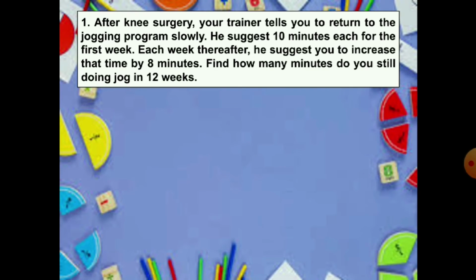He suggests 10 minutes each for the first week. Each week thereafter, he suggests you to increase that time by 8 minutes. Find how many minutes you will jog in 12 weeks.